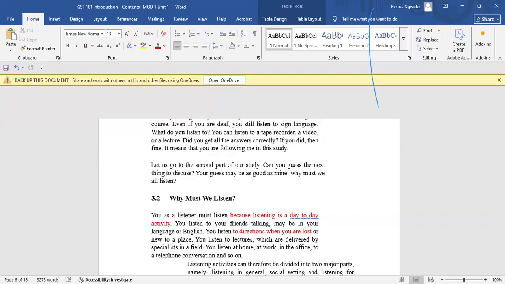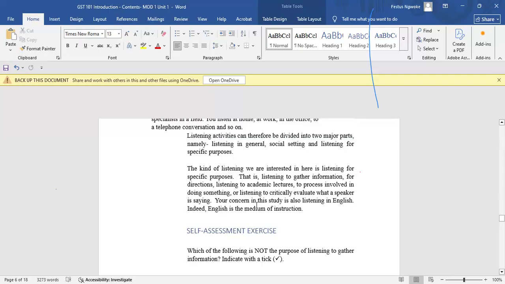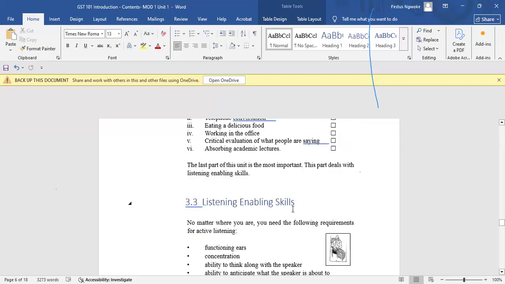It is important. So there are many listening activities. It could be general, it could be a social setting, it could be for a specific purpose. If it is for a specific purpose, there could be more attention needed. If it is just for a social setting, it's a different ballgame. And when it is listening in general terms, it depends on where you are at a particular time. So that is about why we need to listen.